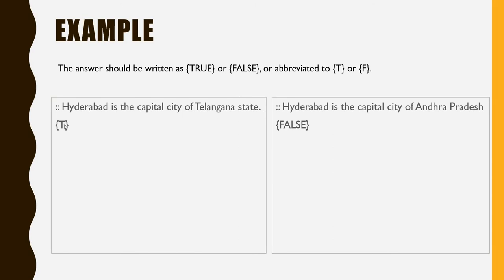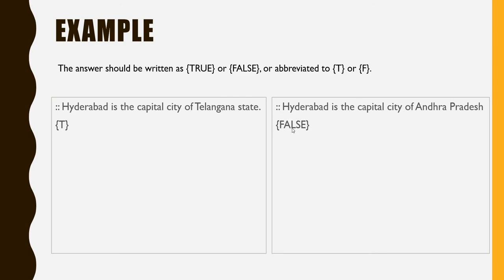In the question for the students, the question will be displayed like this: Hyderabad is the capital city of Telangana state. Option A true, option B false. It prompts like that for the students. But for you, if you just click a T, it means that the correct answer is true.